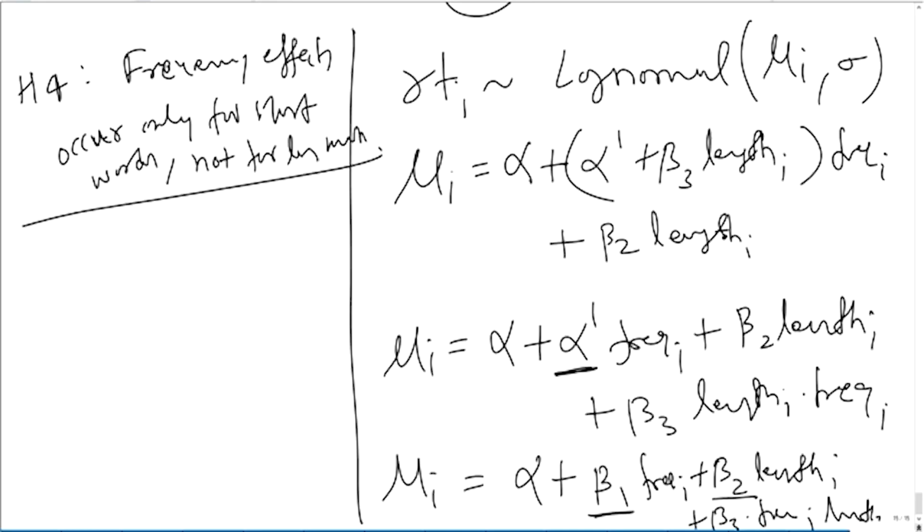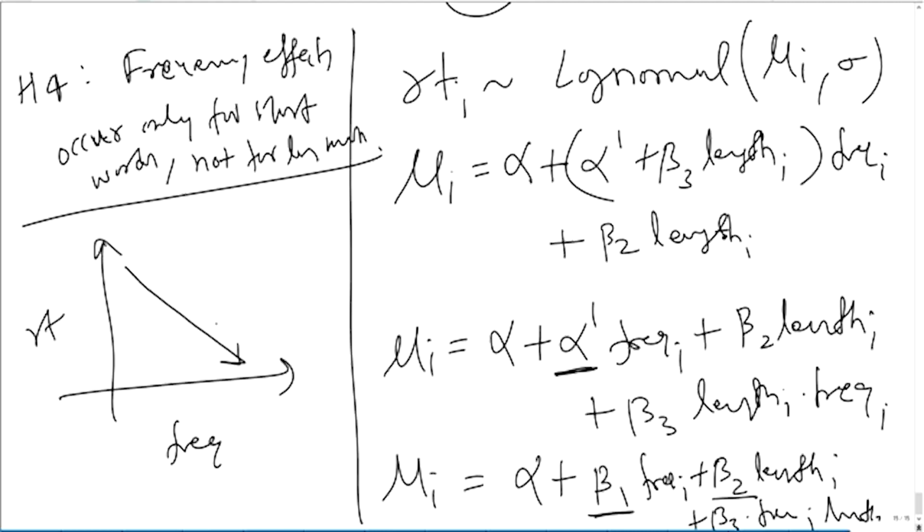That frequency effects would be as expected for short words, but the frequency effects for long words will be 0. If you draw it graphically, this is what it will represent: for short words, frequency effects are as usual, but for long words the graph is totally flat. So, for long words there is no effect of frequency. Precisely this is the kind of relationship we expect.